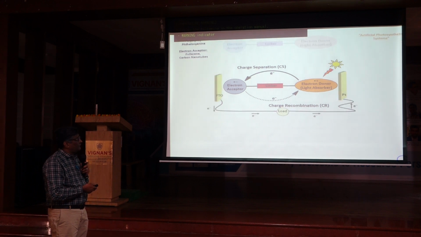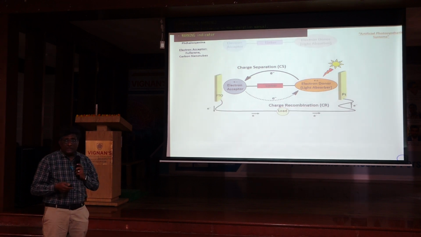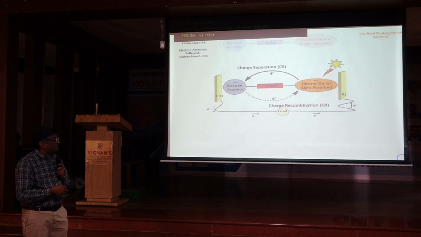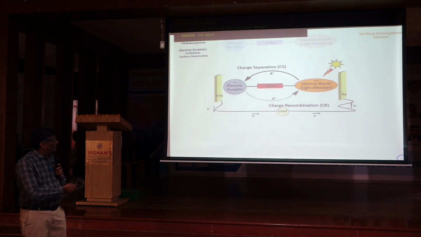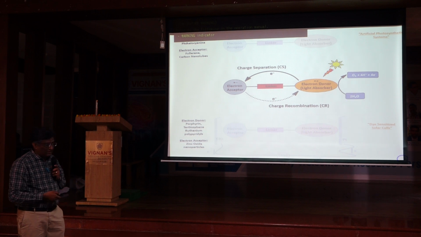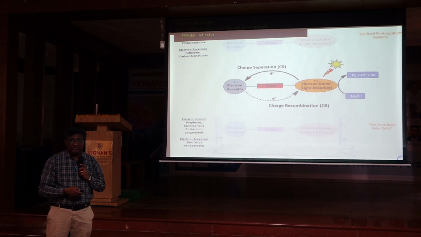And the same thing if you put it between two electrodes. The fabrication is not that easy, but I'm just giving a schematic: if you put it between these, then we call it a dye-sensitized solar cell, with different types of electron donors and acceptors, and the same thing you can utilize for water splitting or hydrogen generation.